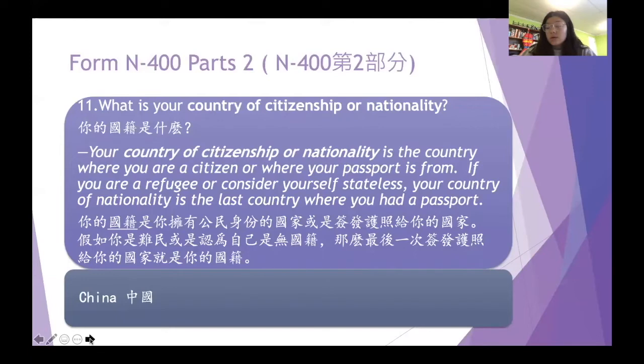What is your country of citizenship or nationality? 你的国籍是什么？Country of citizenship 和 nationality 是一样的，都是指国籍。答案就是 China, 中国，或者台湾。Your country of citizenship or nationality is the country where you are a citizen or where your passport is from. If you are a refugee or consider yourself stateless, your country of nationality is the last country where you had a passport.